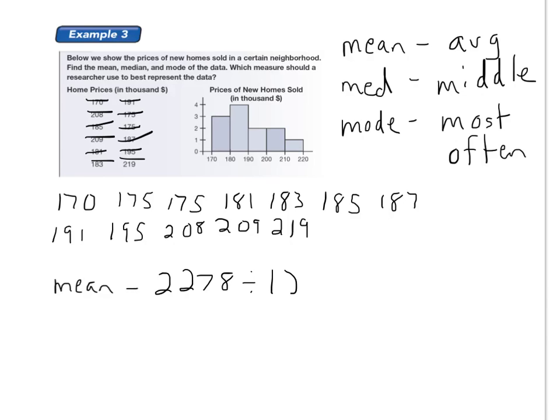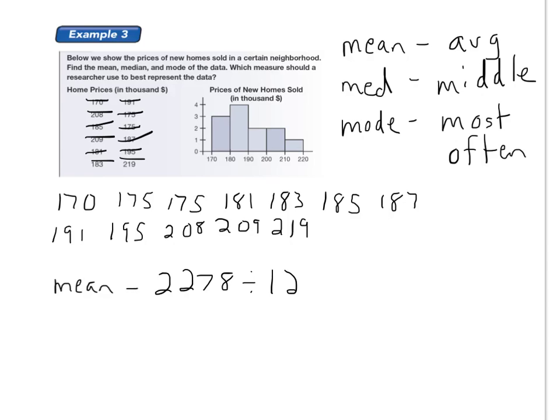And then I need to divide that total by how many numbers there are. Well, we said there's 12 total numbers. And when I divide that by 12, I get an answer that's 189.8333, so it's the 3 that repeats. So I'm going to go ahead, since it's in thousands of dollars, I think it makes sense to round this off to the nearest whole number.